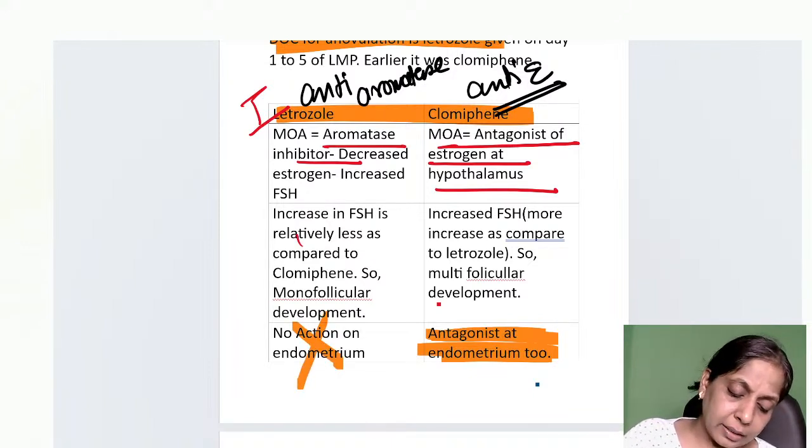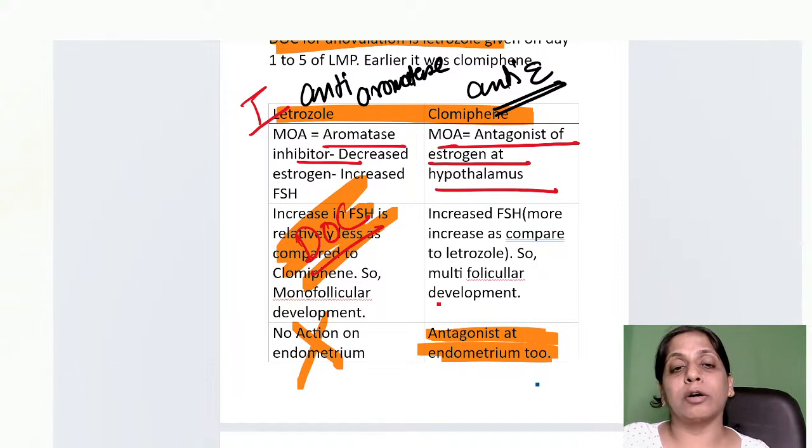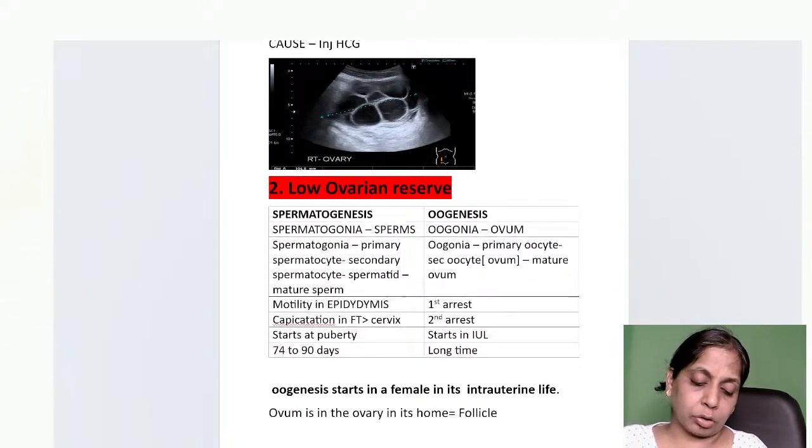And that is why it is the drug of choice. Why is it the drug of choice? Letrozole, because letrozole does not act on the endometrium, whereas clomiphene acts and decreases the endometrial thickness. So it is very difficult for the zygote to implant.